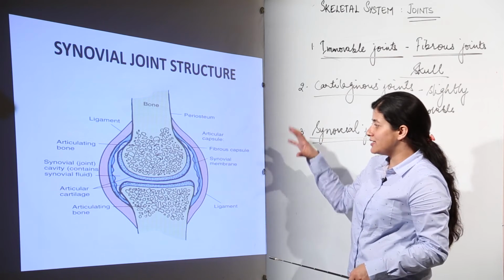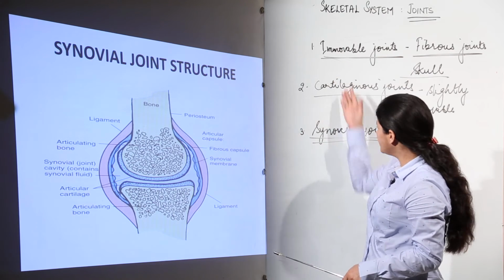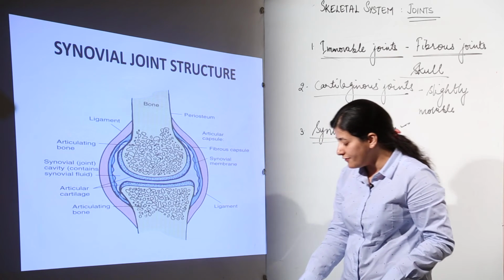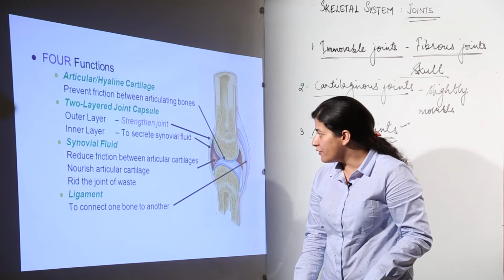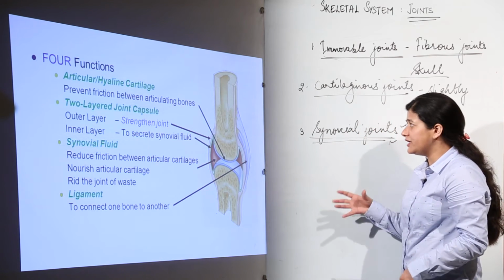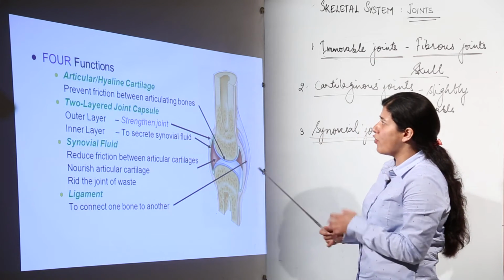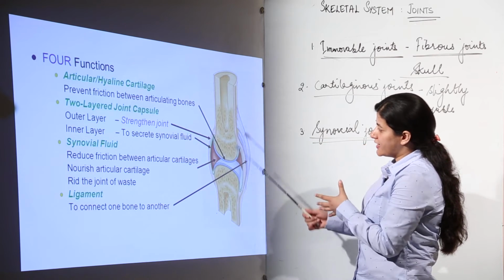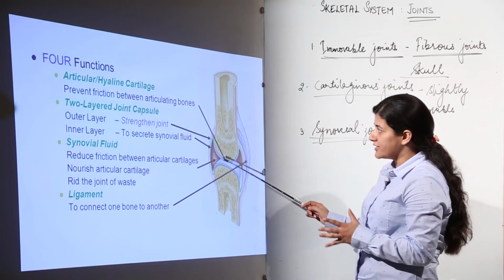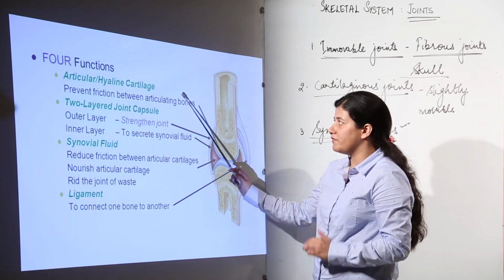Out of these, only this type of joint enables the movement. We have different types of synovial joints which are classified according to need, but before that we have 4 functions which a synovial joint performs. First, we look at the different parts of the synovial joint and whatever function they are performing.